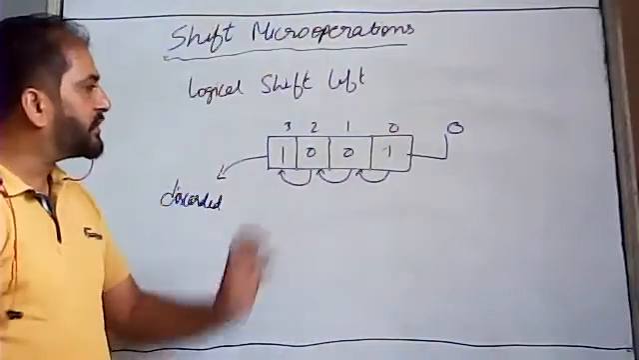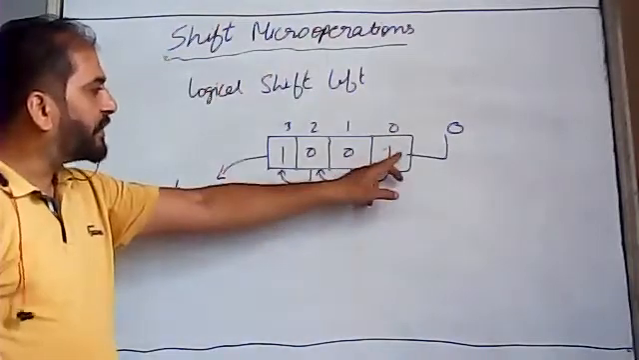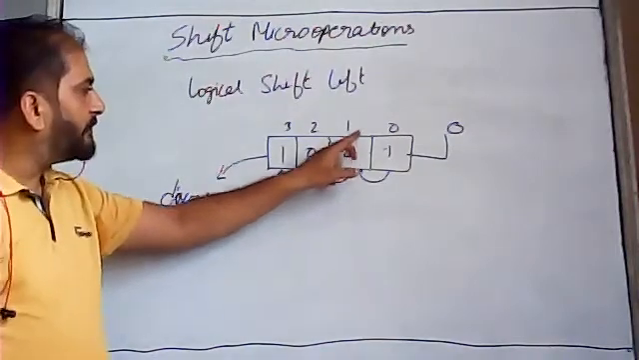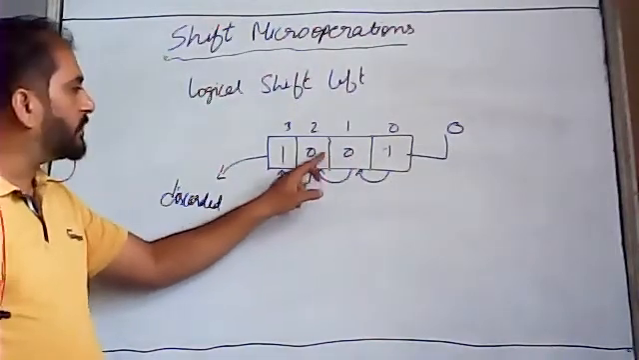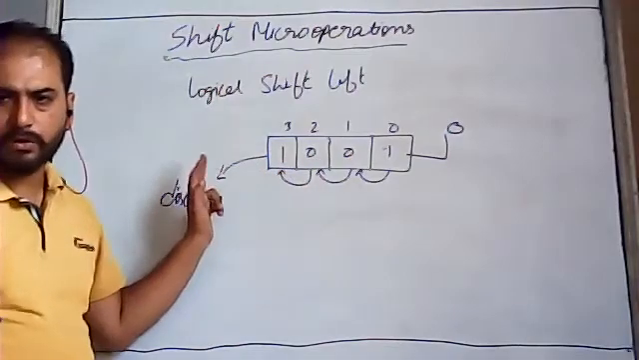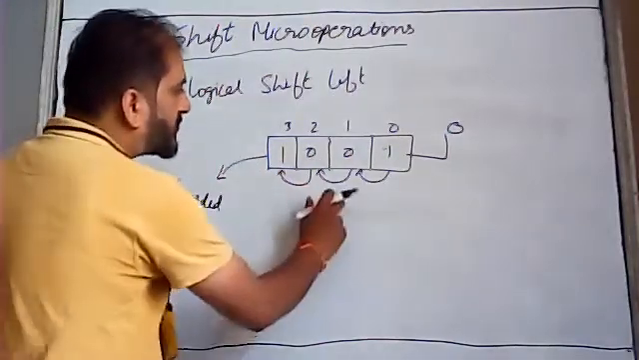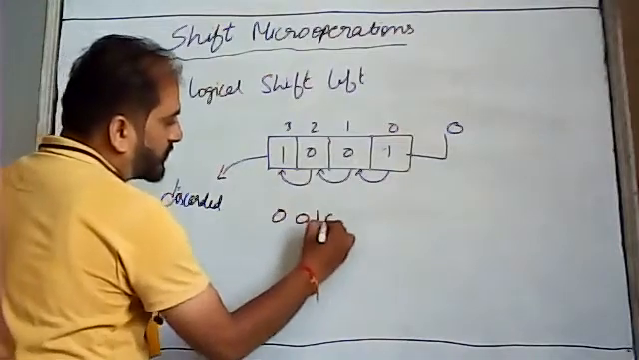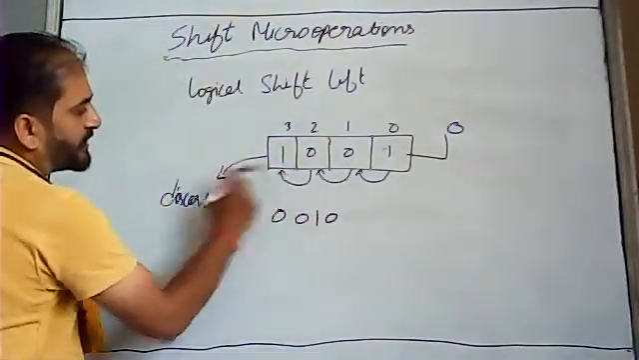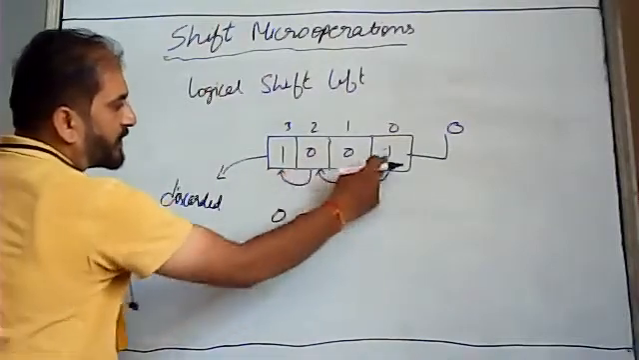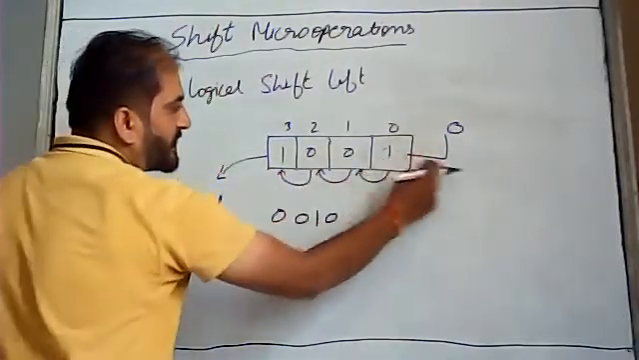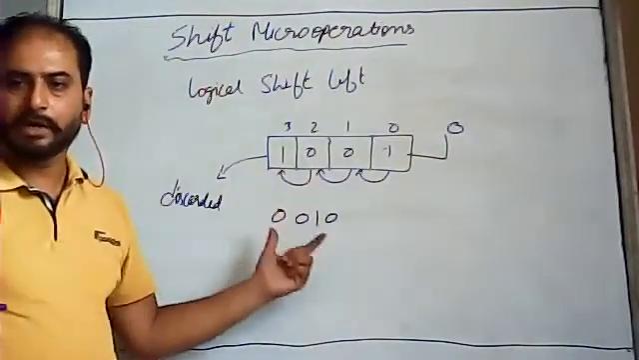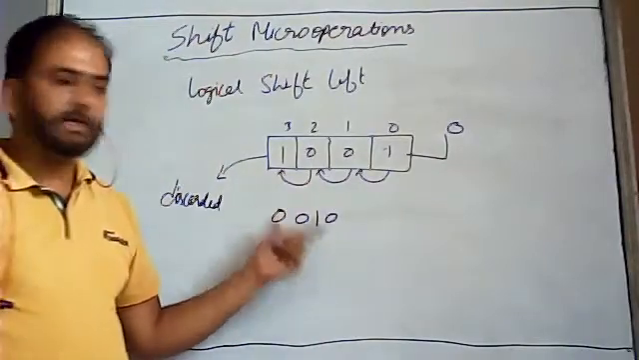So in logical shift left, the bit at position 0 is shifted to position 1, position 1 is shifted to position 2, and so on. The output of this shift is 0, 0, 1, 0. This bit is shifted here, this one is shifted here, this one is shifted here. At this place we insert 0. So this is the logical shift left.